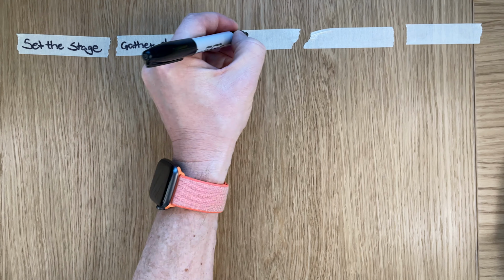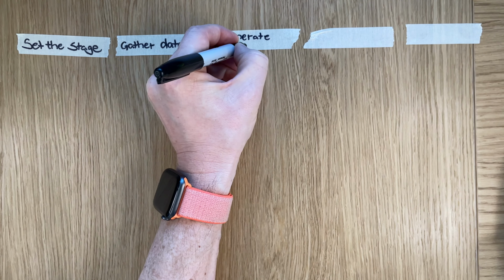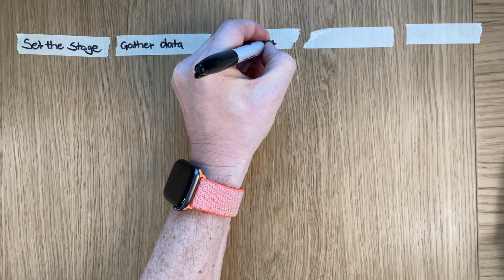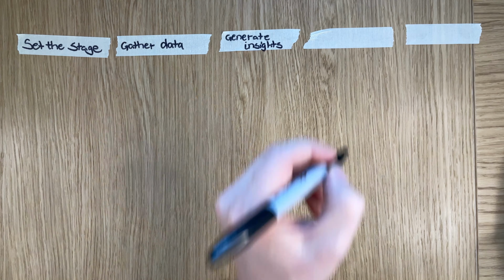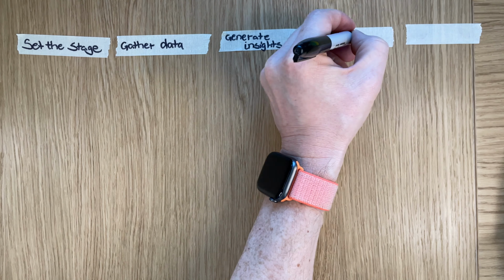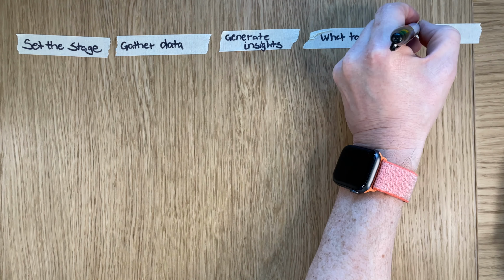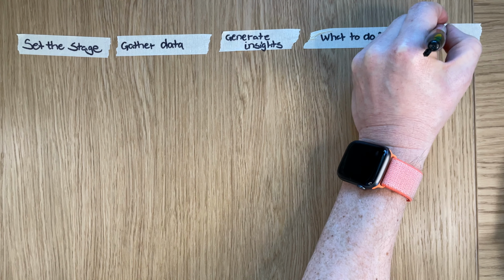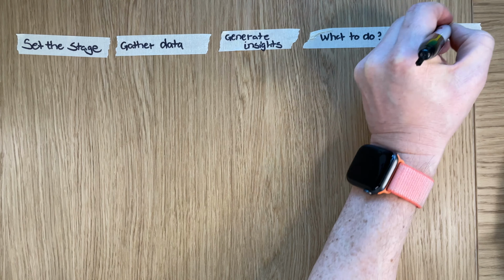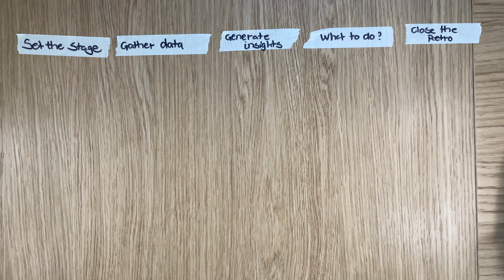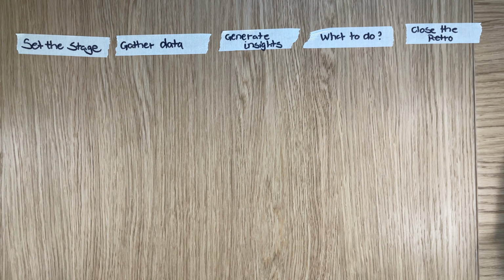Generate insights. Why did things happen the way they did? We identify patterns, themes, seeing the bigger picture. Decide what to do. Pick a few actions to work on and create a concrete plan for how you want to address them. And lastly, close the retrospective. Clarify follow-ups, appreciations, cool down, and have a clear bookend for the retrospective.